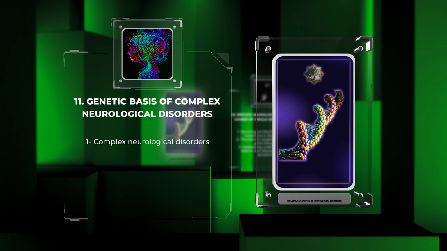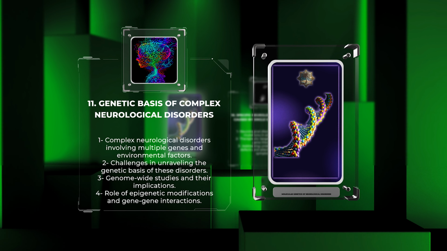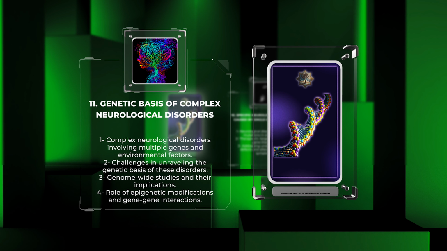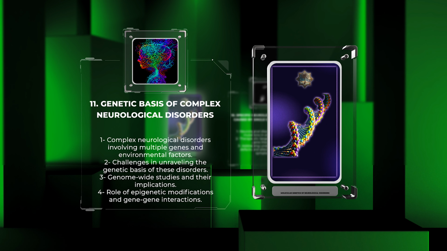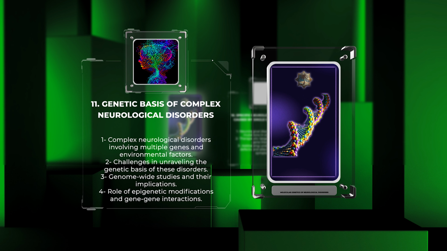Complex neurological disorders, such as schizophrenia, bipolar disorder, and multiple sclerosis, involve the interaction of multiple genes and environmental factors. Unraveling the genetic basis of these disorders is challenging but crucial for improving diagnostics and treatment. Genome-wide studies have implicated various genes and genomic regions in the susceptibility to these disorders. Additionally, epigenetic modifications and gene-gene interactions contribute to the complexity. Research in this area continues to shed light on the underlying mechanisms and potential therapeutic targets.